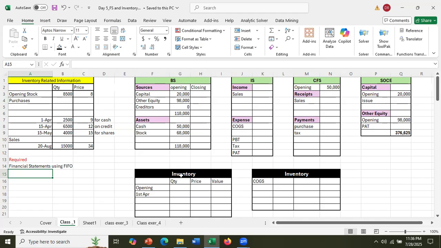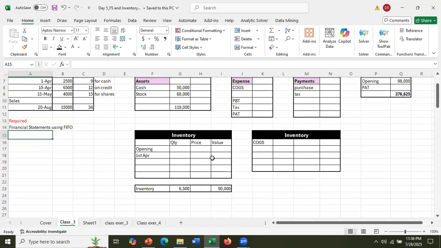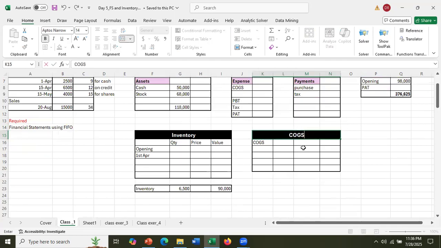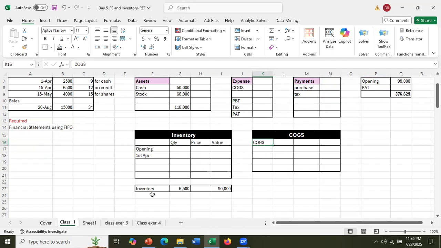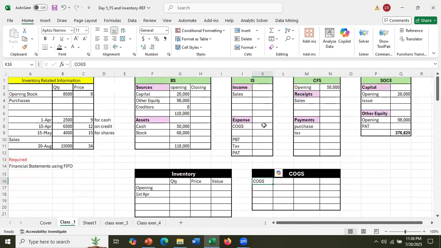So here we are having a working note for inventory calculation, the COGS calculation, and the closing stock calculation. The impact of these three will be visible in the financial statements. So there is an opening stock of goods at the value of 8 rupees. So the value of the inventory is 68,000, which is visible in the balance sheet.